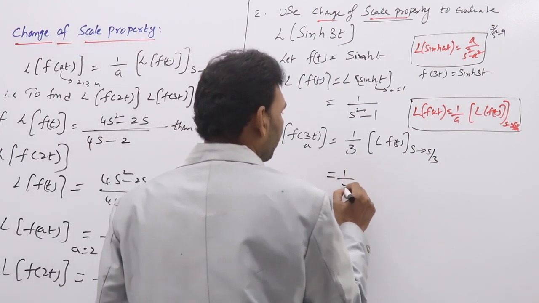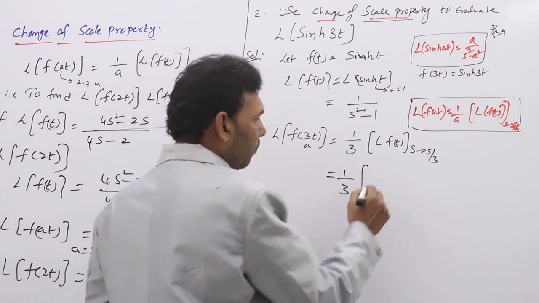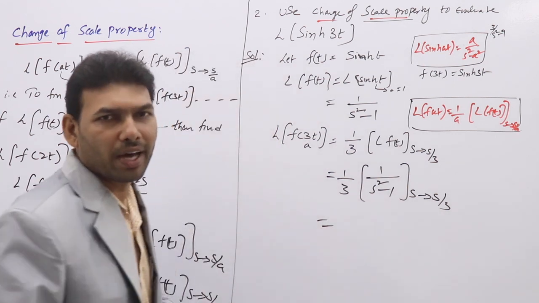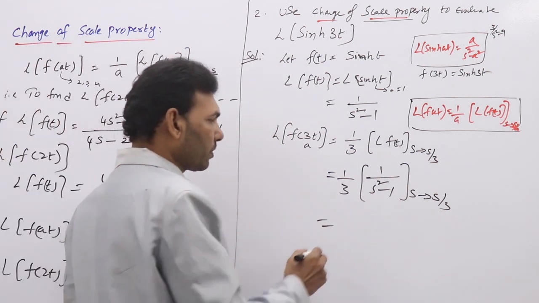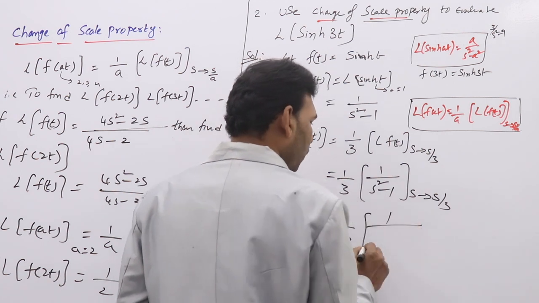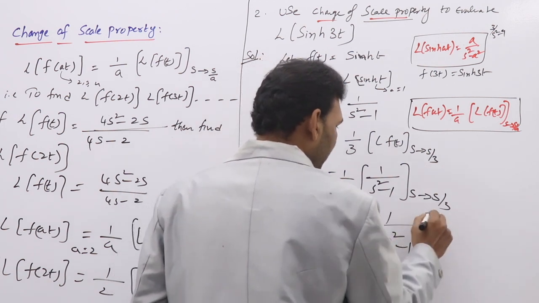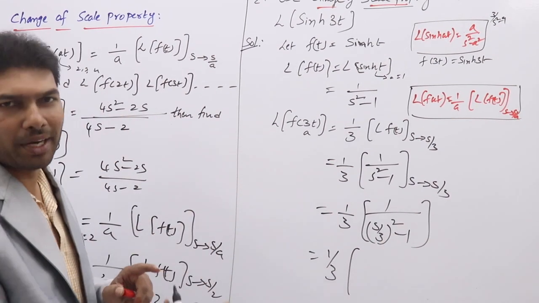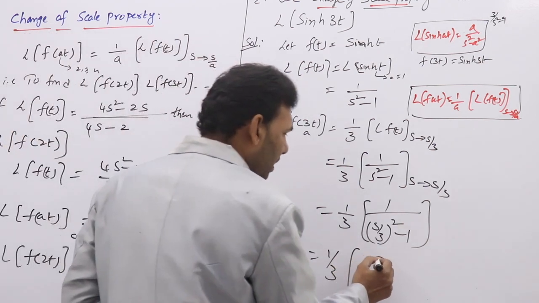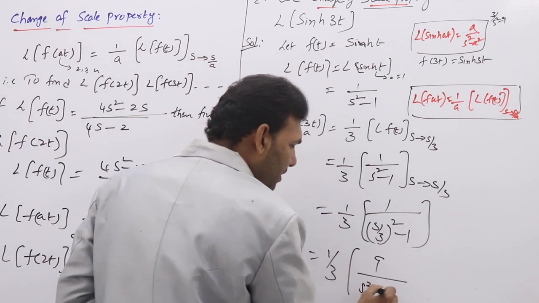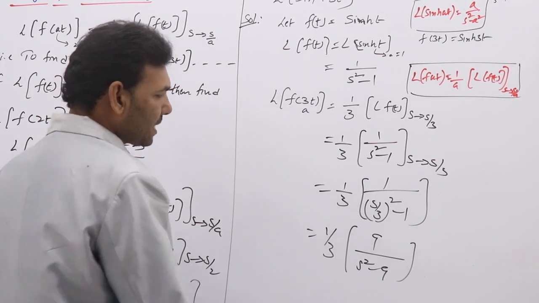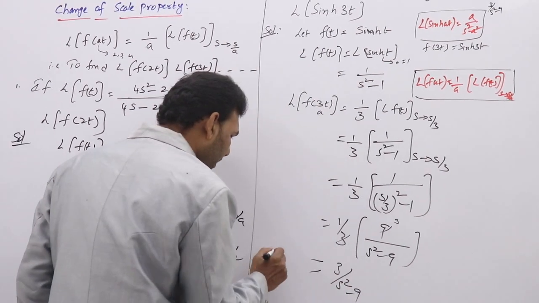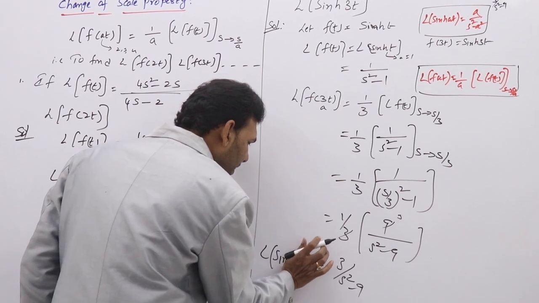So 1 by 3. What is the Laplace formula? 1 by s square minus 1. Write s by 3 in the place of s. Wherever you have s, write s by 3. What will you get now? 1 by 3 into 1 by s by 3 whole square minus 1. Here 3 square, 9 is the LCM. The denominator 9 comes to the numerator, that means you get 9 here. If you take 9 as LCM, you get s square minus 9. Now cancel: 3 ones are 3, 3 threes are 9. 3 by s square minus 9 is L of sin h3t.